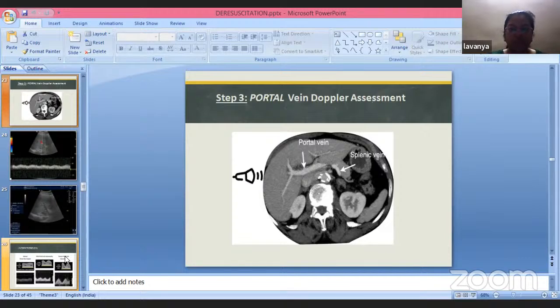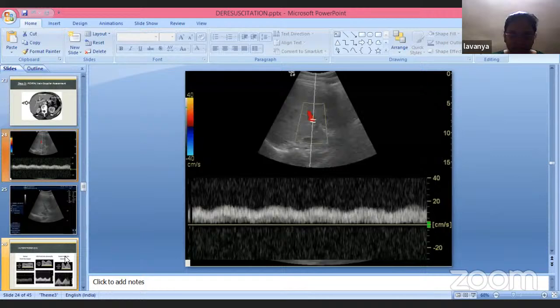By keeping the probe in the mid axillary line on the right side, we get... again, sorry, sir, I'm going back to the video. Yeah, this video is showing the portal vein by keeping the probe in the mid axillary line. This is the portal vein. When you put the color, it is seen as a red color, and wherever the bright red is there, you keep the pulse wave Doppler, and you see the wave coming like this in the normal patient.